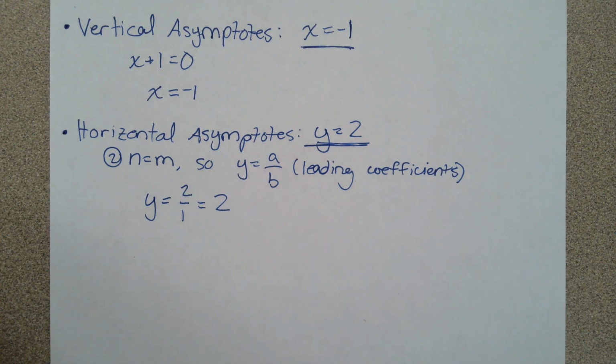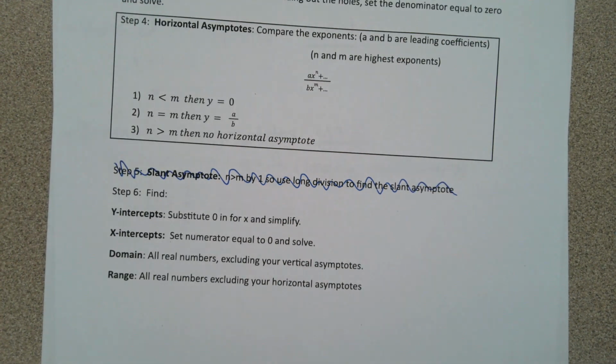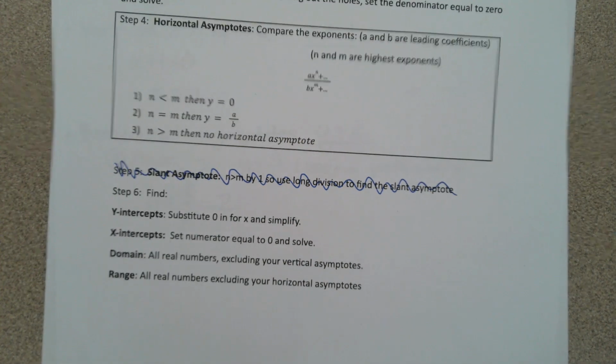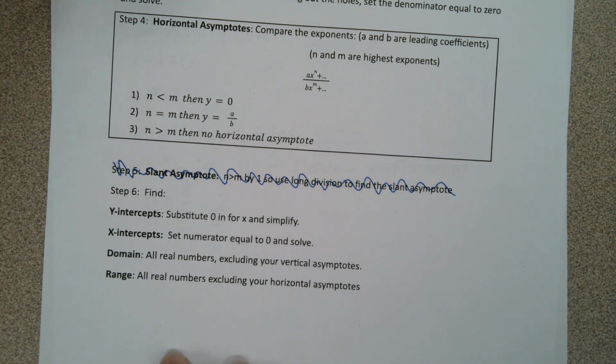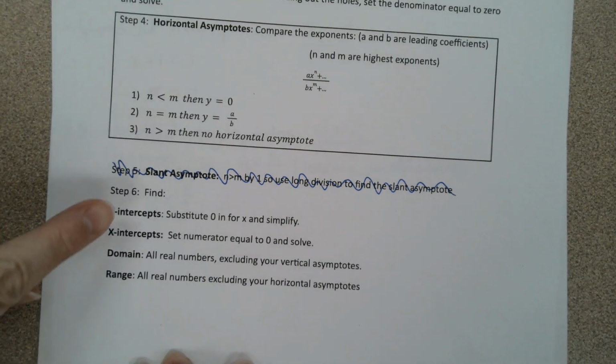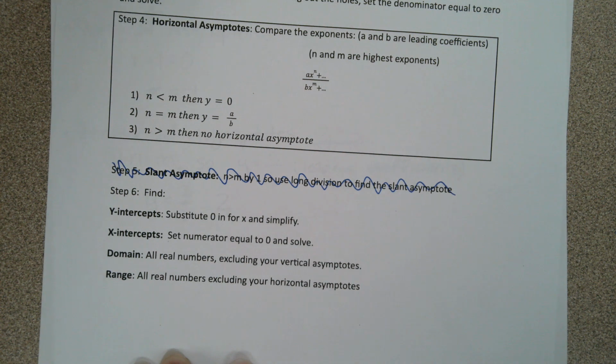All right, going back to the paper. Step 5 is to find slant asymptotes. That is not something that we cover in CP Precalculus. It is something that we cover in honors precalculus. So we're going to skip right over that one. Step 6, we need to find this information: x and y intercepts, domain and range.